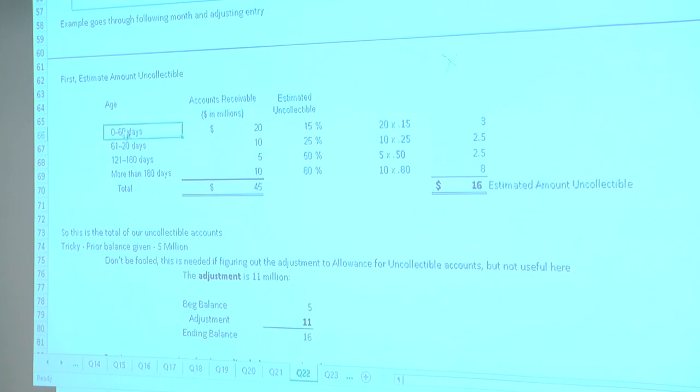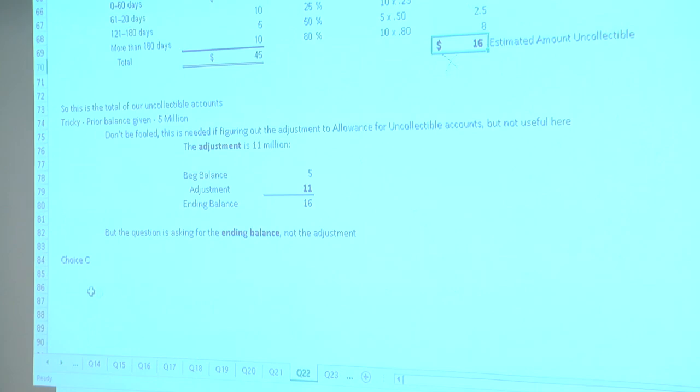Another clue is that you have all different ages of accounts receivable here. So you know that you're not going to have accounts receivable from the prior year having to move forward. That's already included in these accounts here. That original 5 million was the previous amount for uncollectible accounts, and now we're just adjusting that amount to 16 because all of those accounts are relatively older than they used to be, and we have some new ones. So the answer here is choice C.